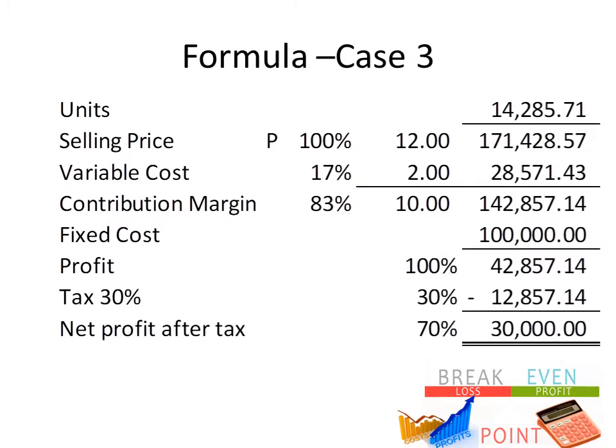We'll now have a profit of 42,857.14. Times 30% so that we would be able to get the tax, and that would result to 12,857.14. So you have now the net profit of 30,000, which is what the entity needs.